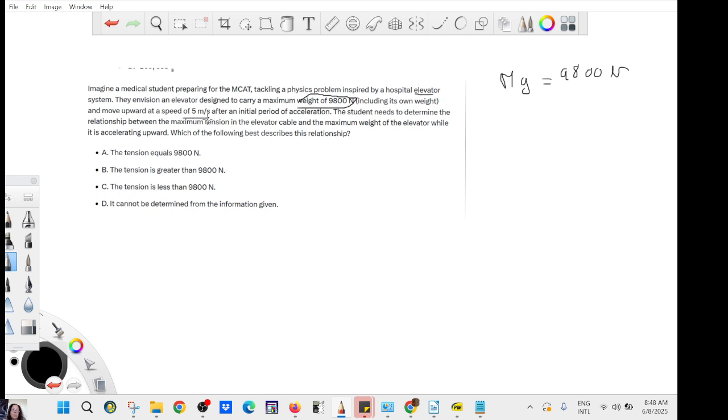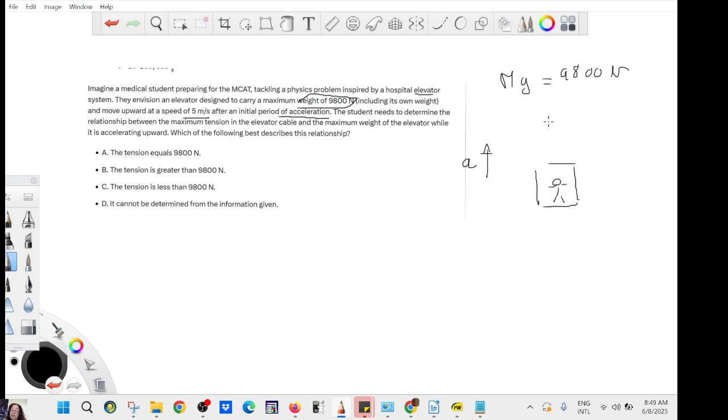Okay, so the speed is constant. If the speed is constant, that means the net force is zero after an initial period of acceleration. Of course, during that period the tension has to overcome the weight, and then it's constant between the maximum tension of the elevator and maximum weight while it's accelerating upward. If you do have an acceleration, that means the net force has to be up. Acceleration and net force have the same direction.